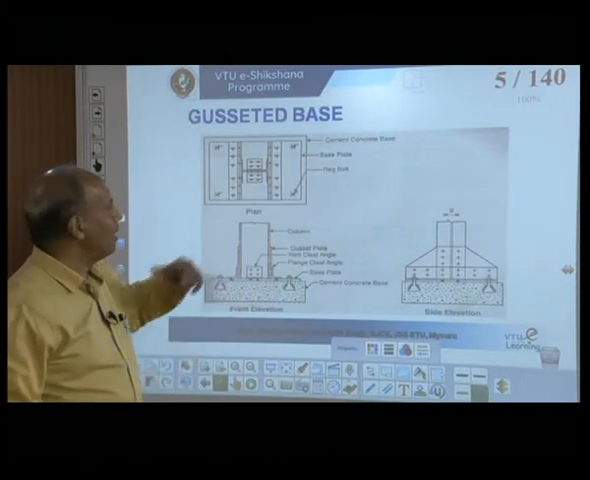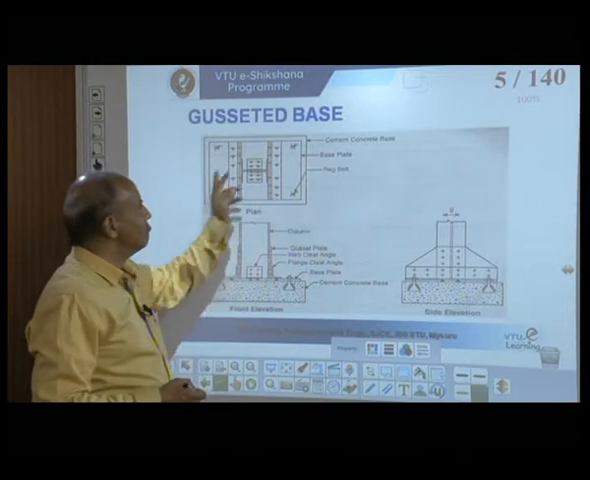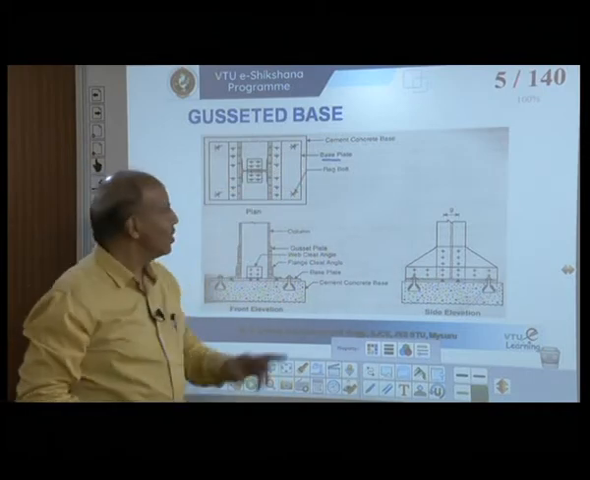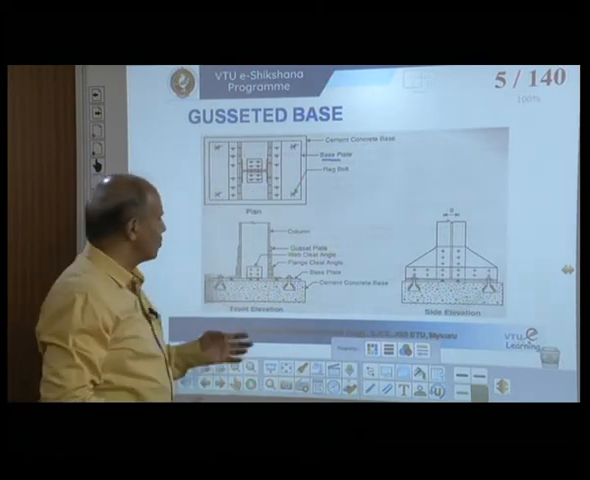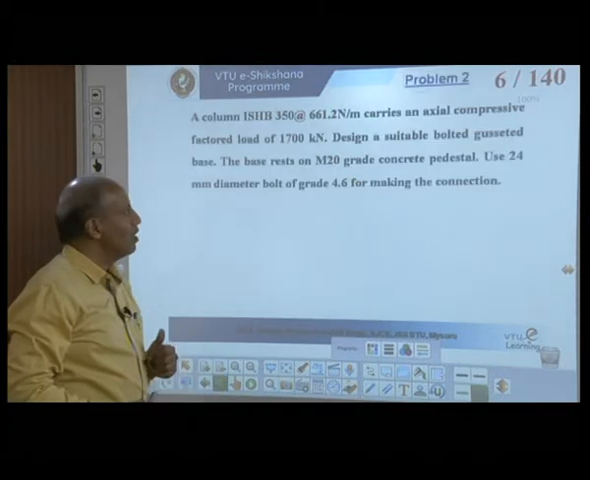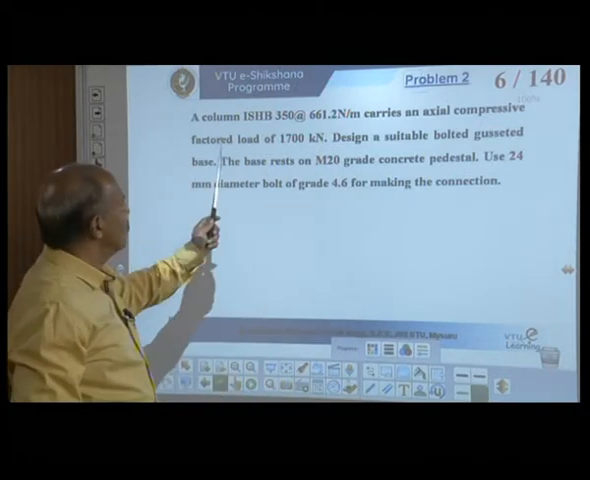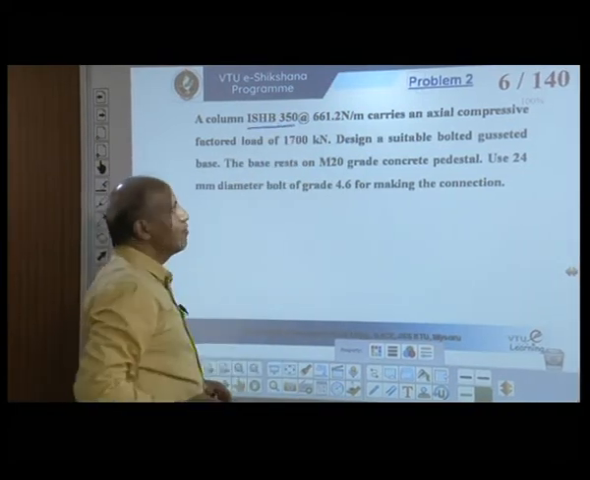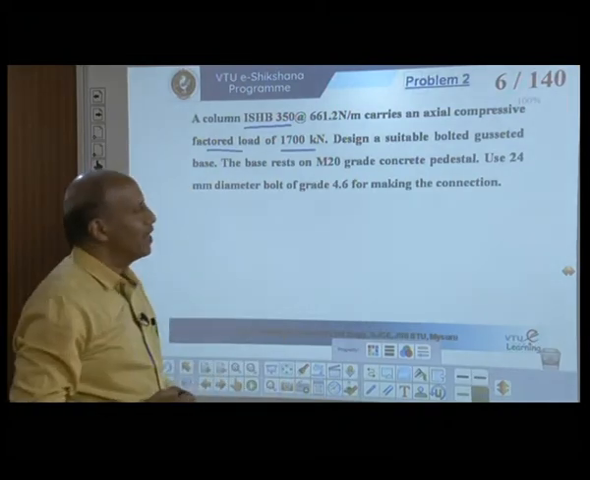Now, this is the typical plan that we have here, showing the various details connected with the base slab. Then we have the column, the gusset plates, the gusset angle, and then the holding down bolts or the anchor bolts. So, this is the front elevation and that is the side elevation that we have with respect to this particular connection. Now, let us look into the numerical problem that we are going to discuss in this session. We have a column of section ISHB 350. It carries an axial factored compressive load of 1700 kilonewtons.